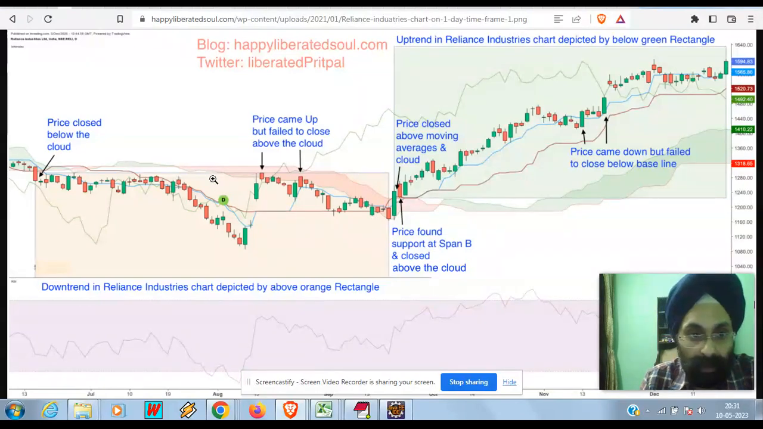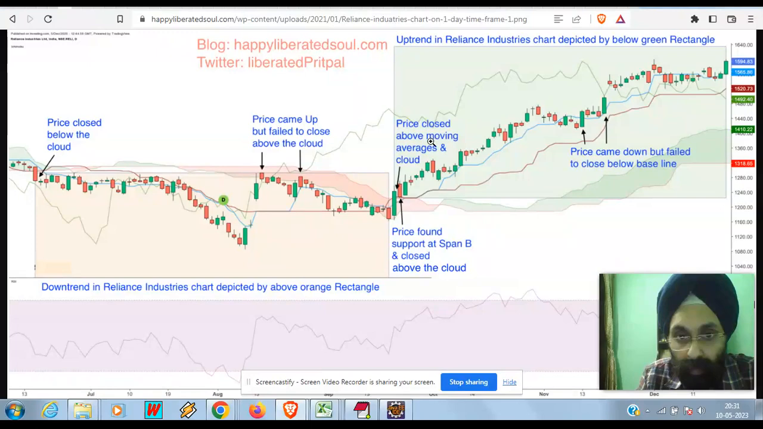And if you notice here, the cloud was red for a significant amount of time. This is another indication that the price is likely to remain in the downtrend, and that's what happened. And now, using the same stock, I have also captured how the trend changed. So this was the green candle which changed the entire picture.